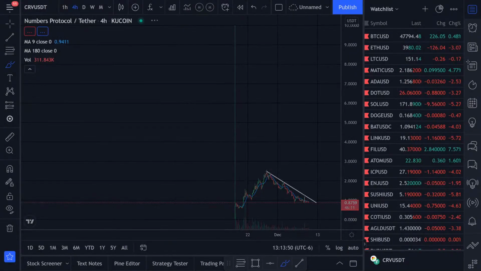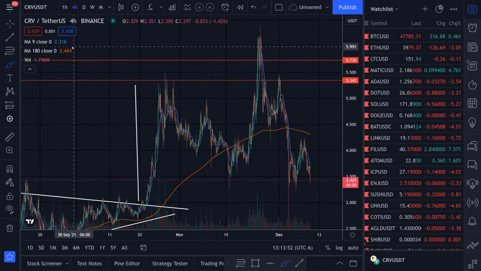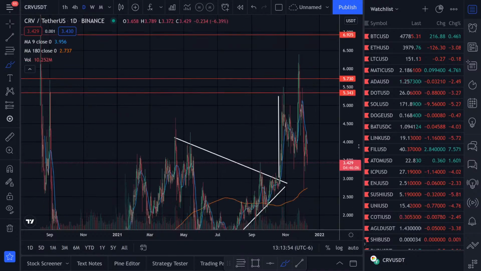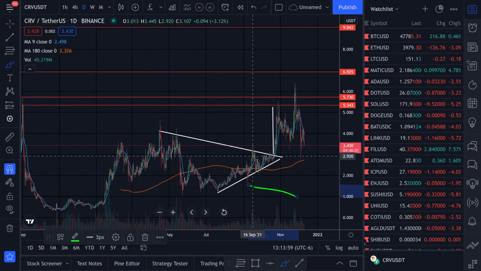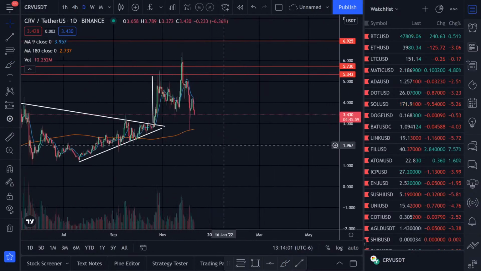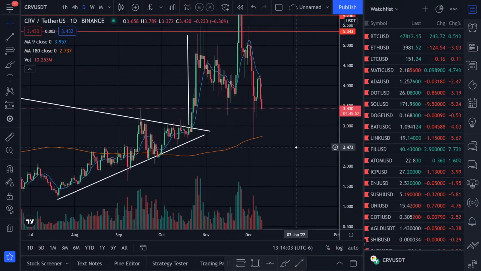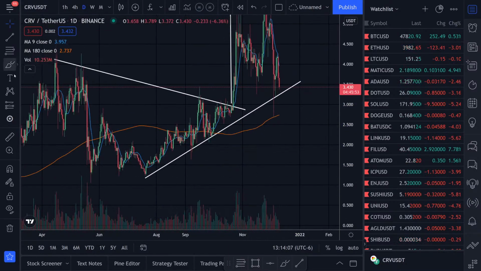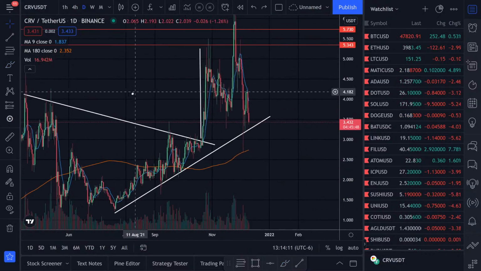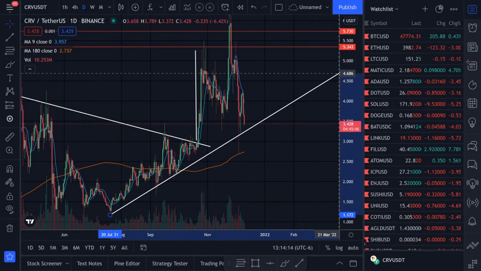CRV. Let's see. CRV Tethers. Okay, I think I probably looked at this before. I'm guessing you requested this before. Well, let's see. We have an uptrend like this. We have support. Still on an uptrend. We haven't broken that one.